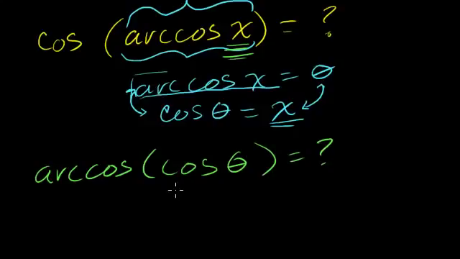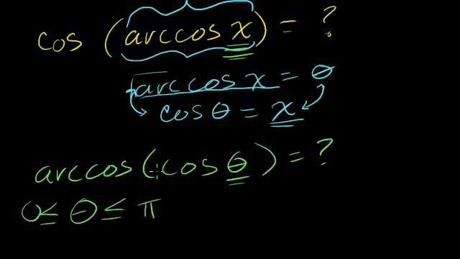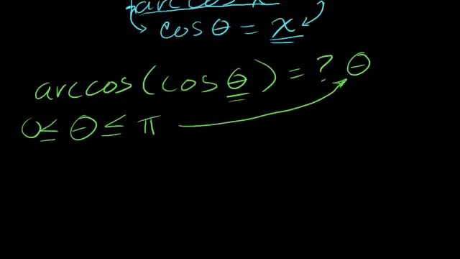So if theta is between 0 and pi, so it's in our valid range for the arc cosine, then this will be equal to theta. But what if we take some theta out of that range? Let's try it out. Let me do one with theta in that range first.